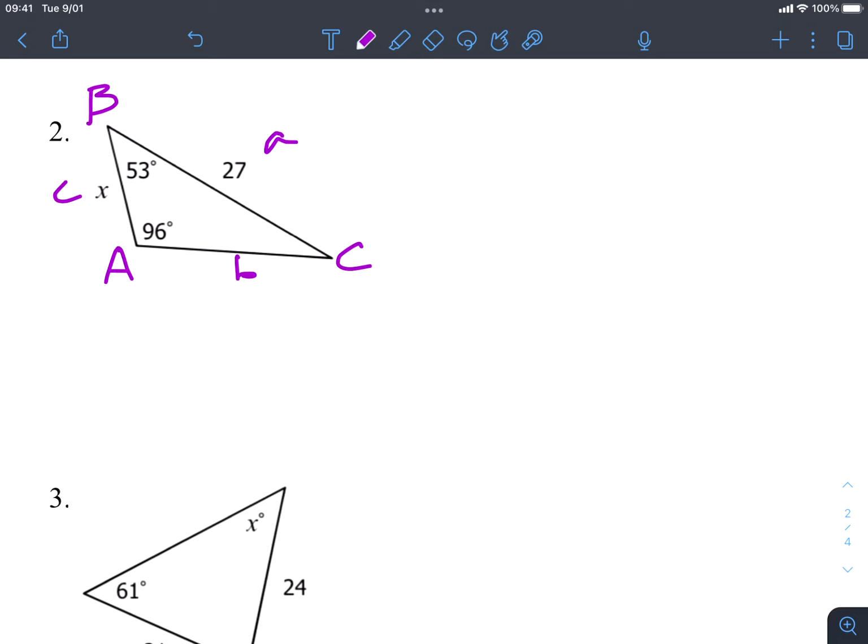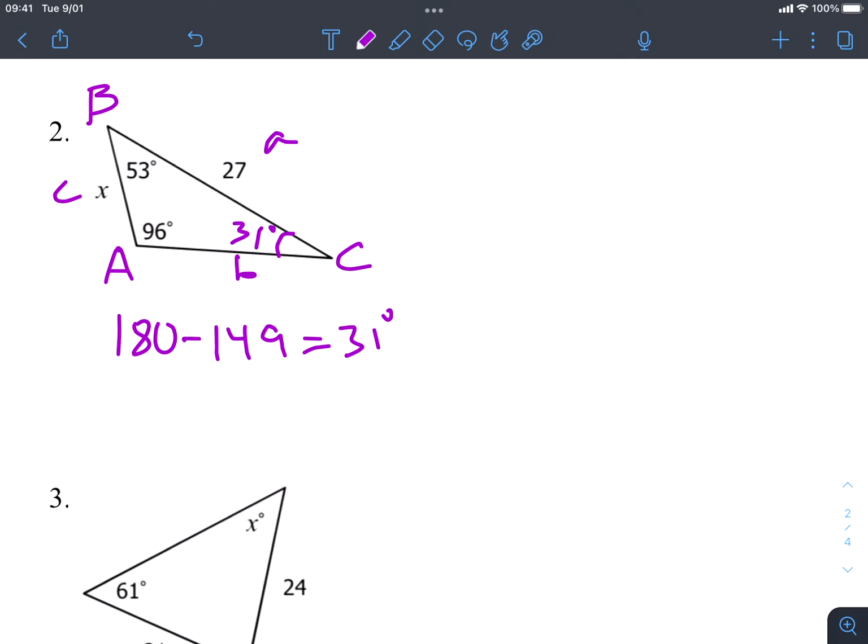But I know that the angles in a triangle add up to 180 degrees. So I can find angle C. If I have 53 degrees plus 96 degrees, that gives me 149 degrees. So 180 minus 149 is 31 degrees. That's really helpful because now that I know this angle is 31 degrees, I now have corresponding sides. I have the A's and I have the C's.